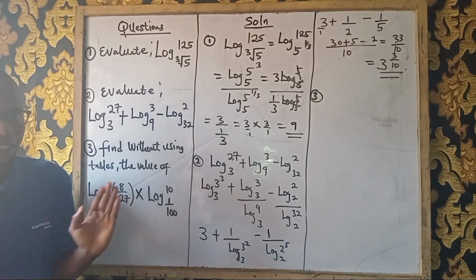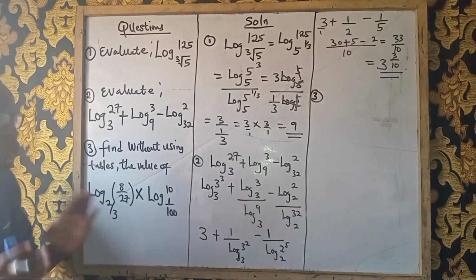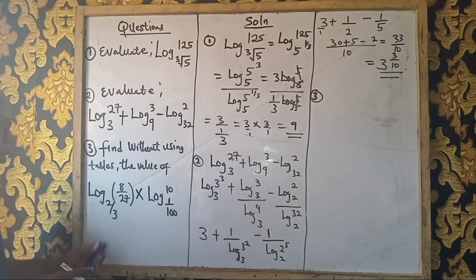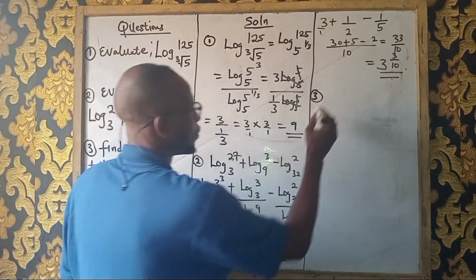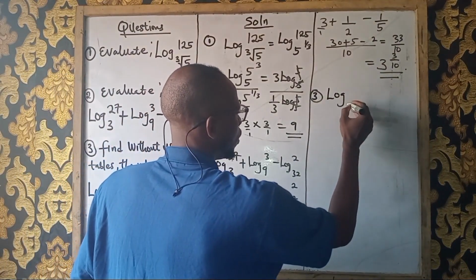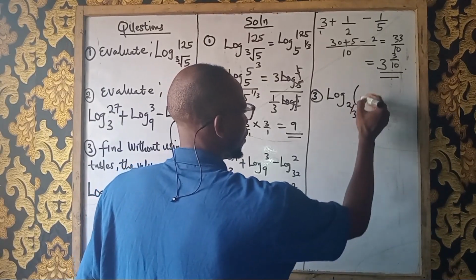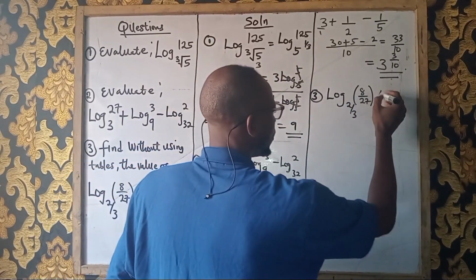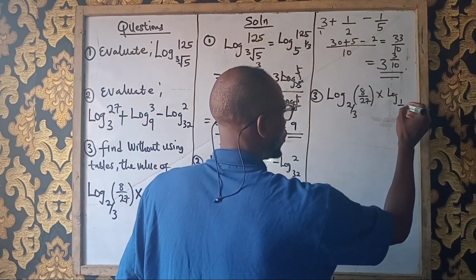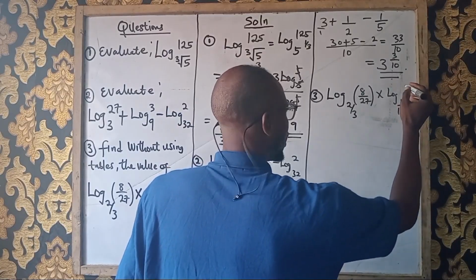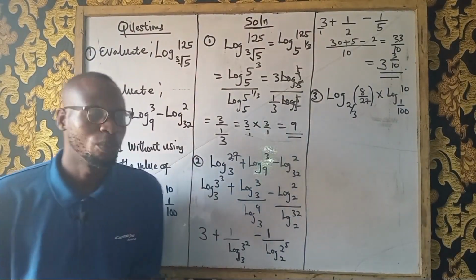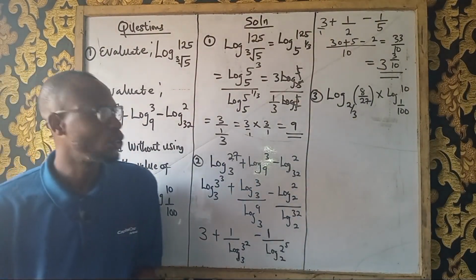The instruction is do not use them. So we are going to solve it without using the tables. So we have log in base 2 over 3 of 8 over 27, then multiply by log in base 1 over 100 of 10. So now, how do we go about this problem? It's a very interesting question as well.